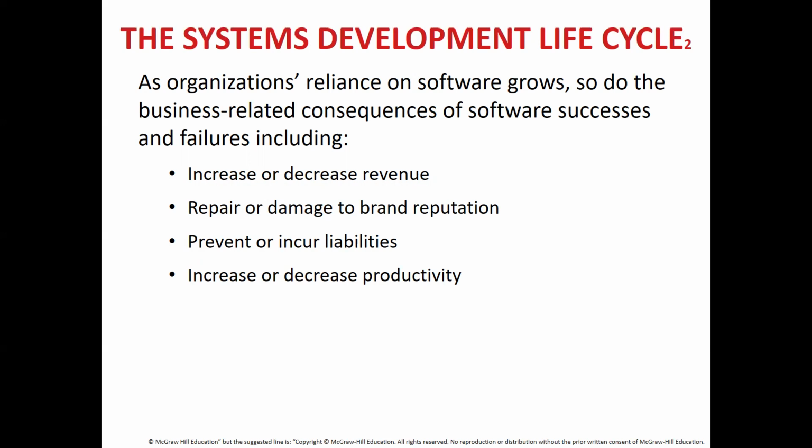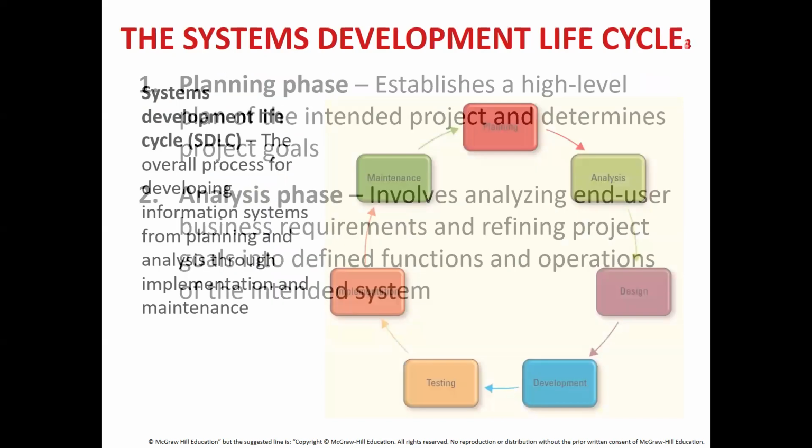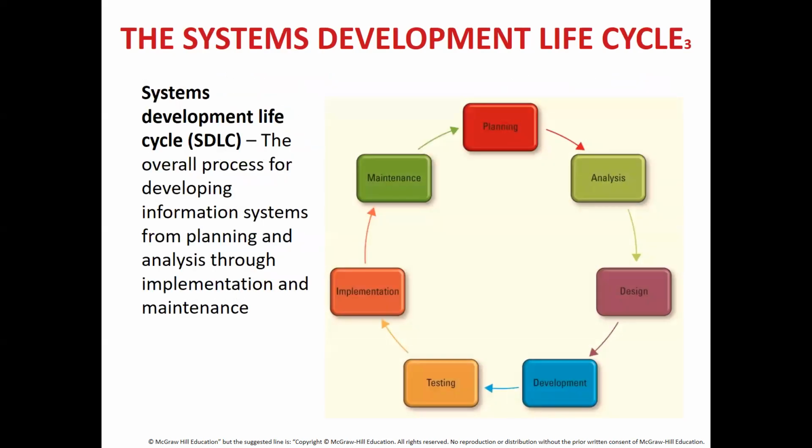So when you are implementing software in an organization, you need to carefully plan everything. And careful planning comes with proper project management skills and proper system development life cycle management. Now, the system development lifecycle, SDLC, is the overall process for developing information systems from planning and analysis through implementation and maintenance. In general, the system development lifecycle has 7 phases.